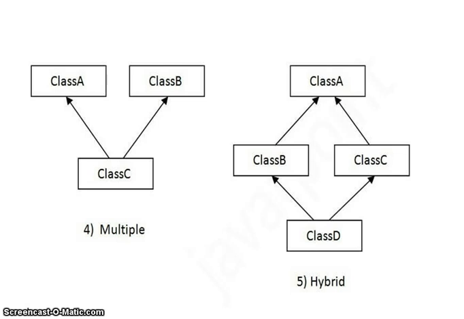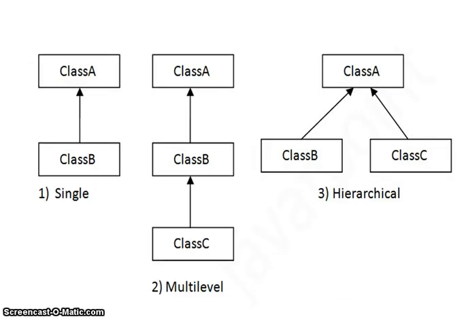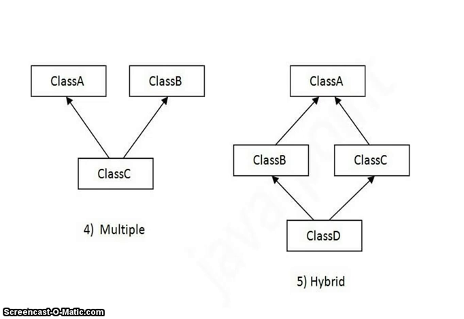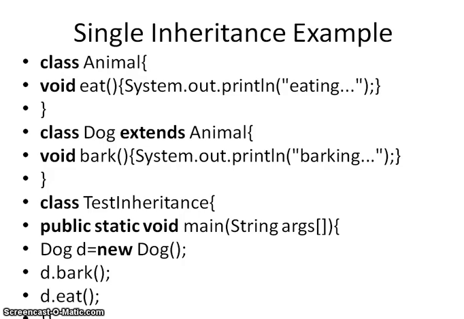And hybrid inheritance. In hybrid inheritance, it is a combination of hierarchical inheritance and multiple inheritance. This is the combination of both two. Means class A is the parent class of class B and class C, and class B and class C are the two parent classes for class D. So it is a combination of multiple inheritance and hierarchical inheritance. So these are the examples of types of inheritance.